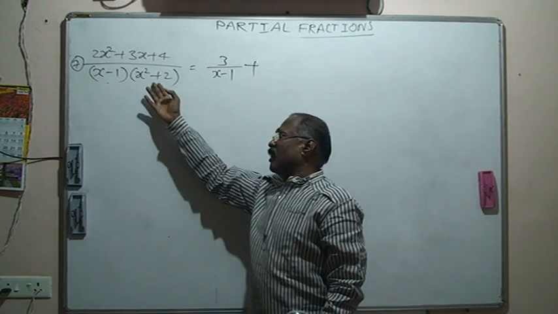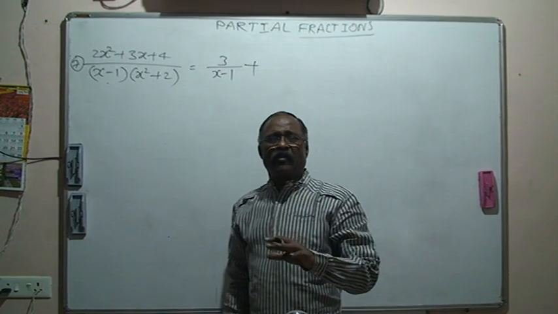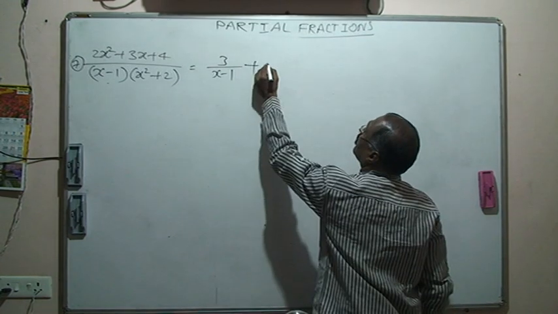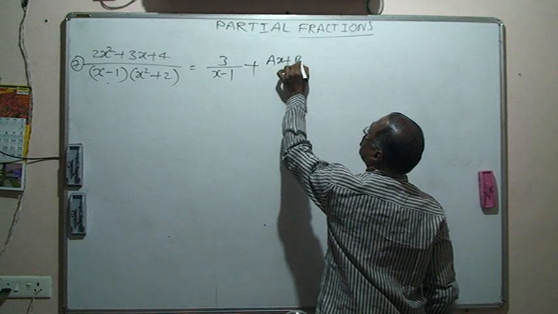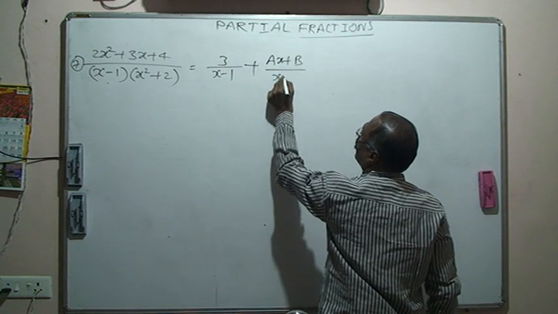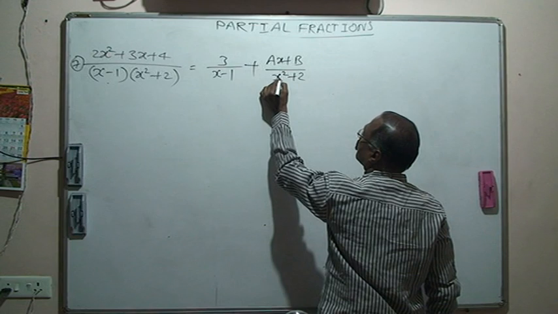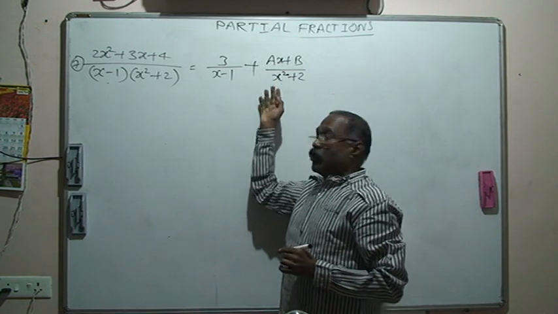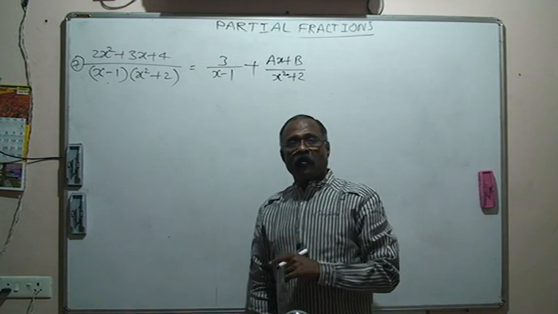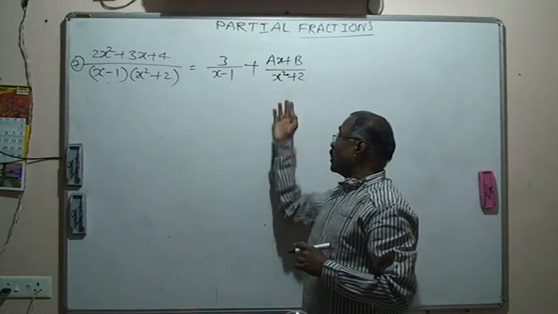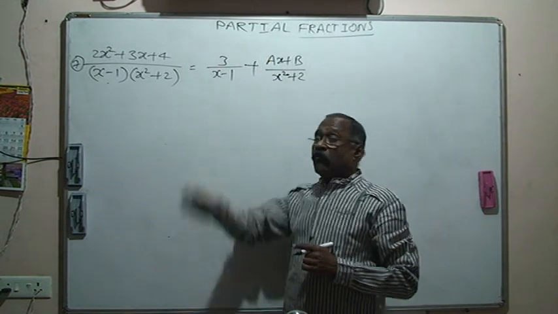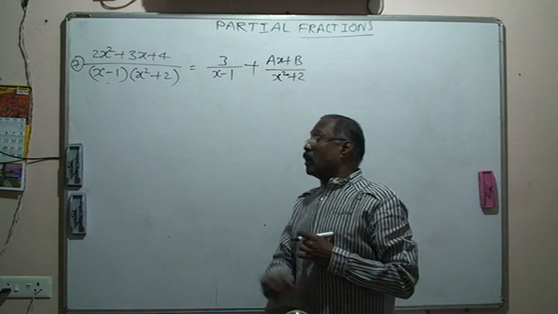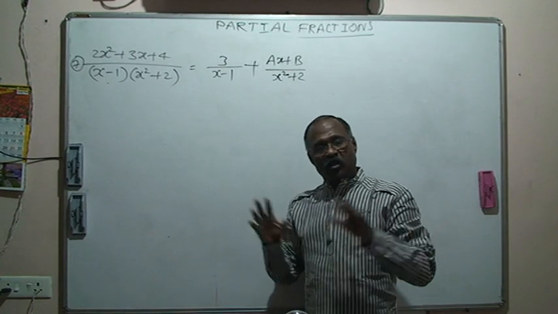Real factors means if you have a square minus b square form, you can write it as a plus b into a minus b, but you don't have that. That's the reason why the numerator contains the form ax plus b divided by x square plus 2. Follow this carefully, please. If the denominator is a quadratic, the numerator will be linear of first degree. If the denominator is a cubic, then the numerator will be a quadratic. If the denominator is biquadratic, then the numerator will be cubic. That's what you have to understand.